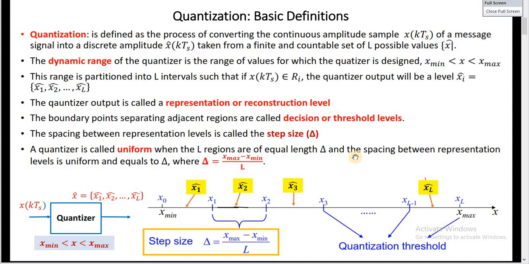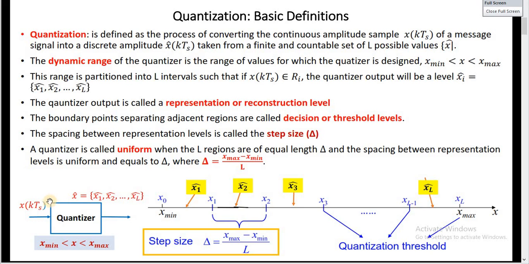First, let us review some of the basic definitions and concepts related to quantization which we covered in the previous lecture. We start with the definition of quantization. Quantization is defined as the process of converting the continuous amplitude samples x of kTs of a message signal into a discrete amplitude x cap of kTs taken from a finite and countable set of possible values x cap.